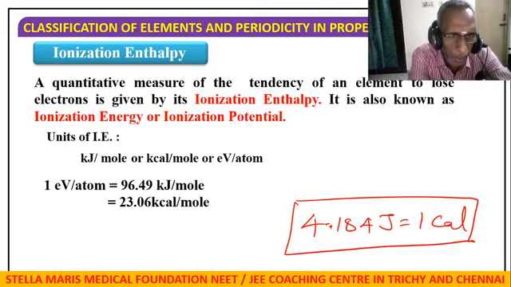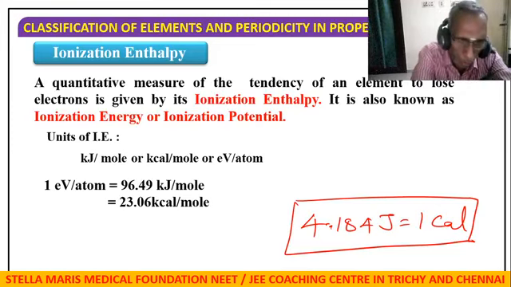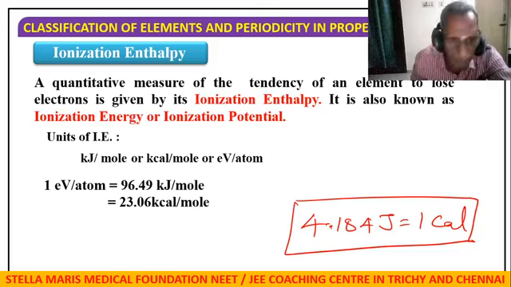1 electron volt per atom is equal to roughly 96.5 kilojoule per mole, or 96.5 divided by 4.184, which is 23.06 kilocalories per mole.